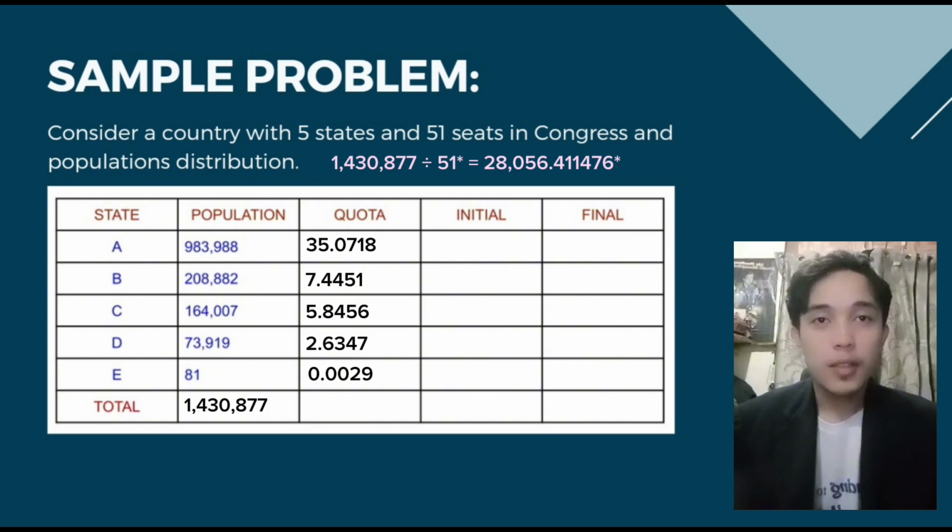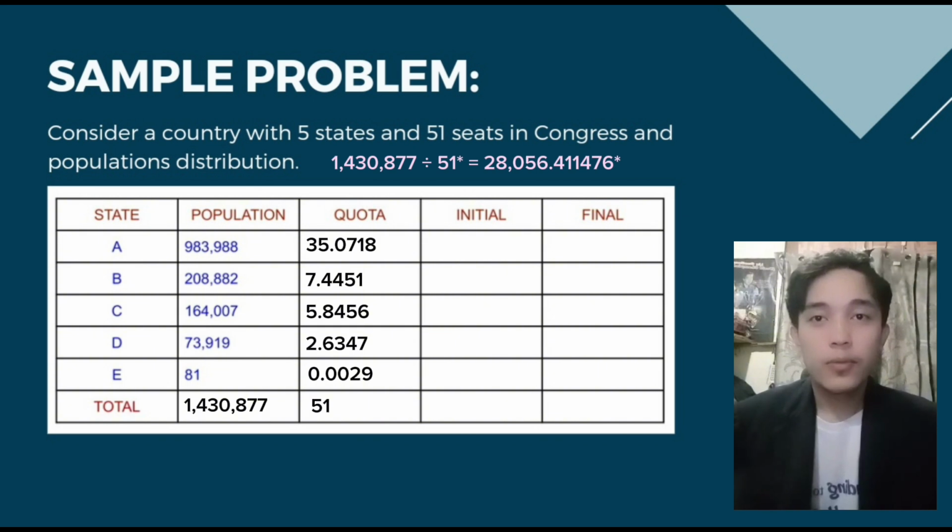State A will be approximately 35.0718. State B is 7.4451. State C is 5.8456, and State D is 2.6347, and State E we have 0.0029, and the total of the quotas is 51 seats.